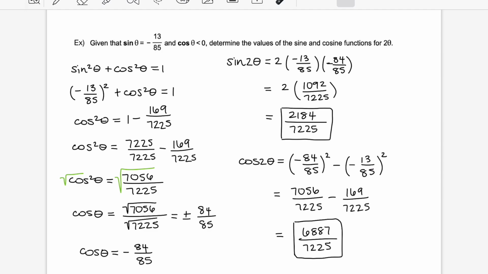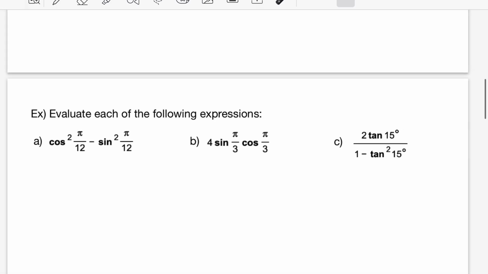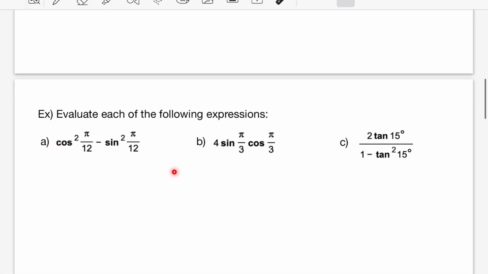Okay, let's look at another example here. In this case, we're given these three expressions, and we want to evaluate them. The first thing that we want to do is recognize if these are any identities. So let's look at A here.